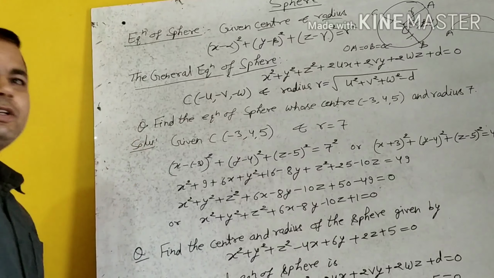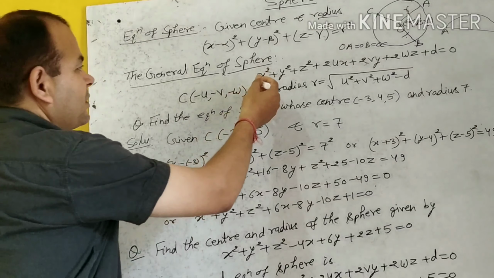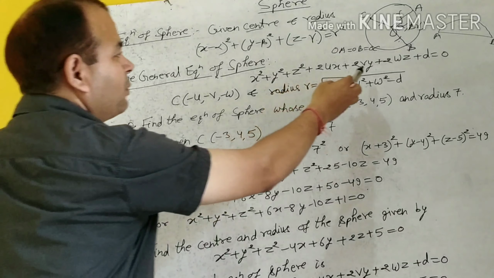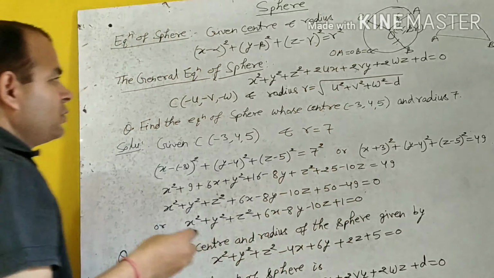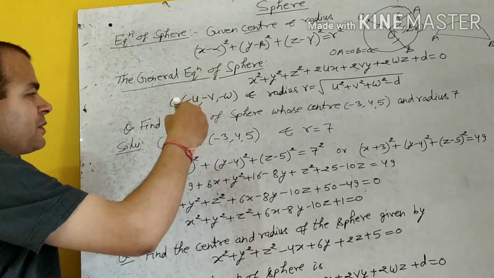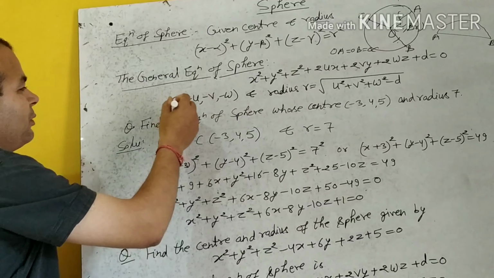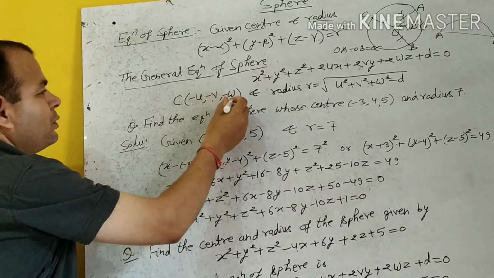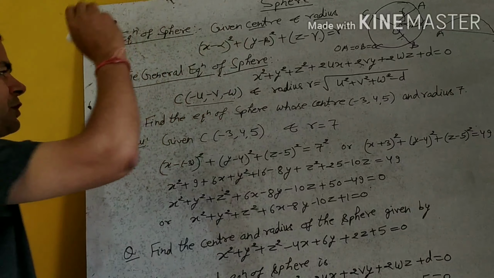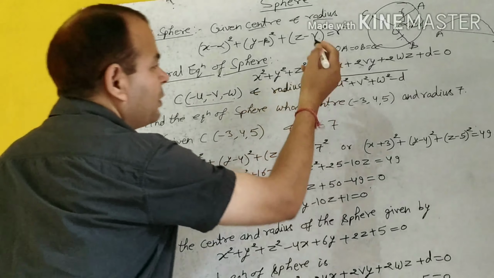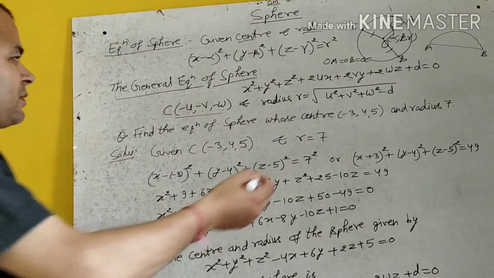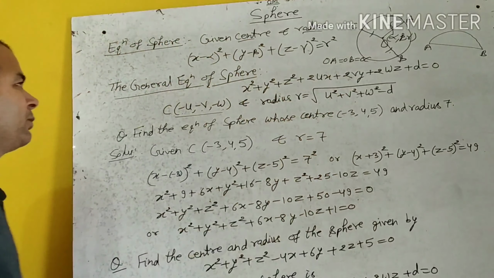Now the general equation of a sphere is x square plus y square plus z square plus 2ux plus 2vy plus 2wz plus d equal to 0. The center of this sphere will be minus u, minus v, minus w. And the radius r equals under root u square plus v square plus w square minus d. On the basis of this you can calculate the radius of a sphere.